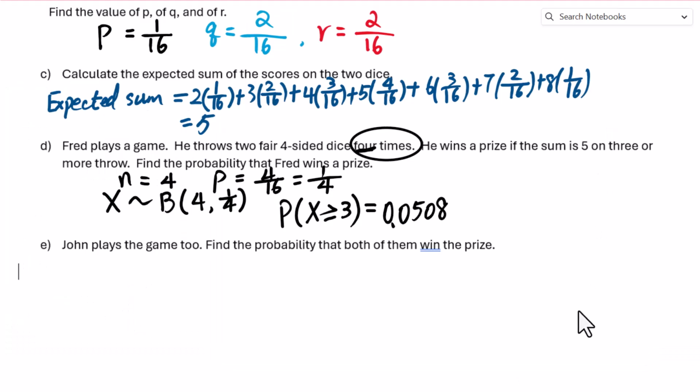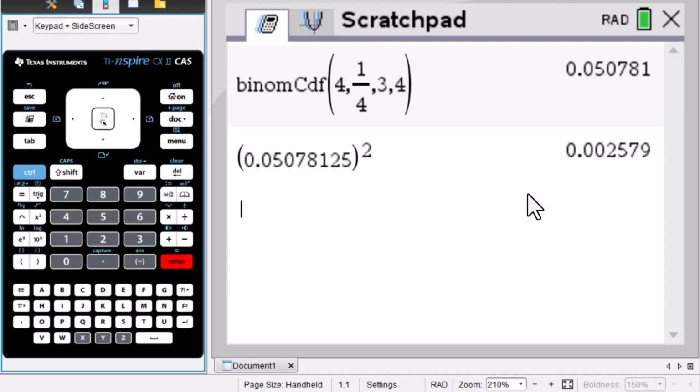Answer is 0.0508. E. John plays the game too. Find the probability that both of them win the prize. So we are looking for the probability that these 2 events happen at the same time. And these 2 events are independent of each other. So the probability will be 0.0508 squared. Answer is 0.00258.